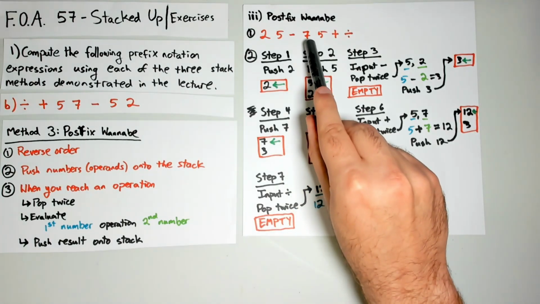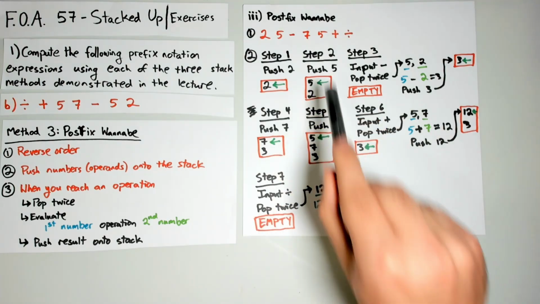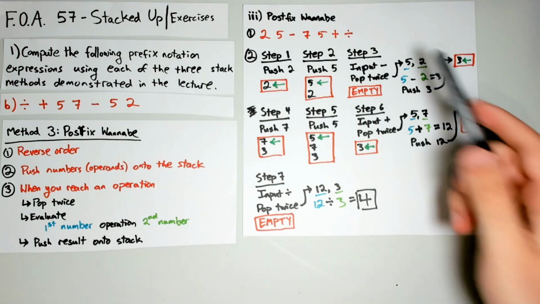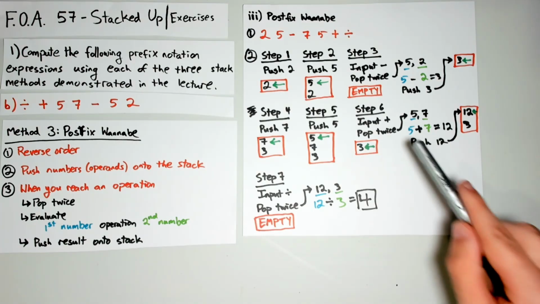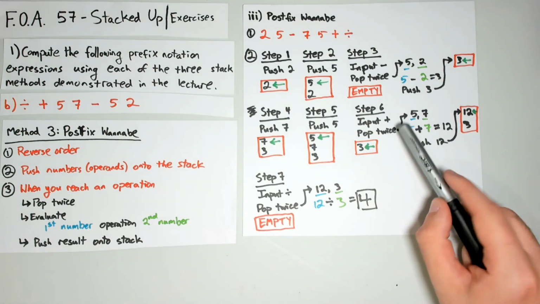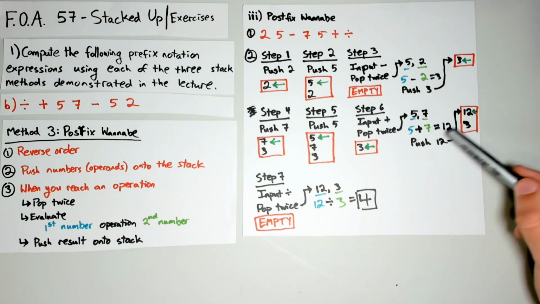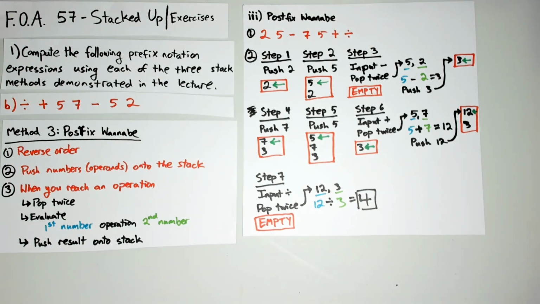Next up, we have a 7. 7 gets pushed onto the stack, and we also have a 5, which gets pushed onto the stack. Numbers don't really do much, they just get pushed on. It's only when we get to an operation, like in step 6 here, when we actually do some popping, right? So we input the plus, and we pop twice to get our 5 and our 7. In that order, we add them. 5 plus 7 is 12, which we then push onto the stack.